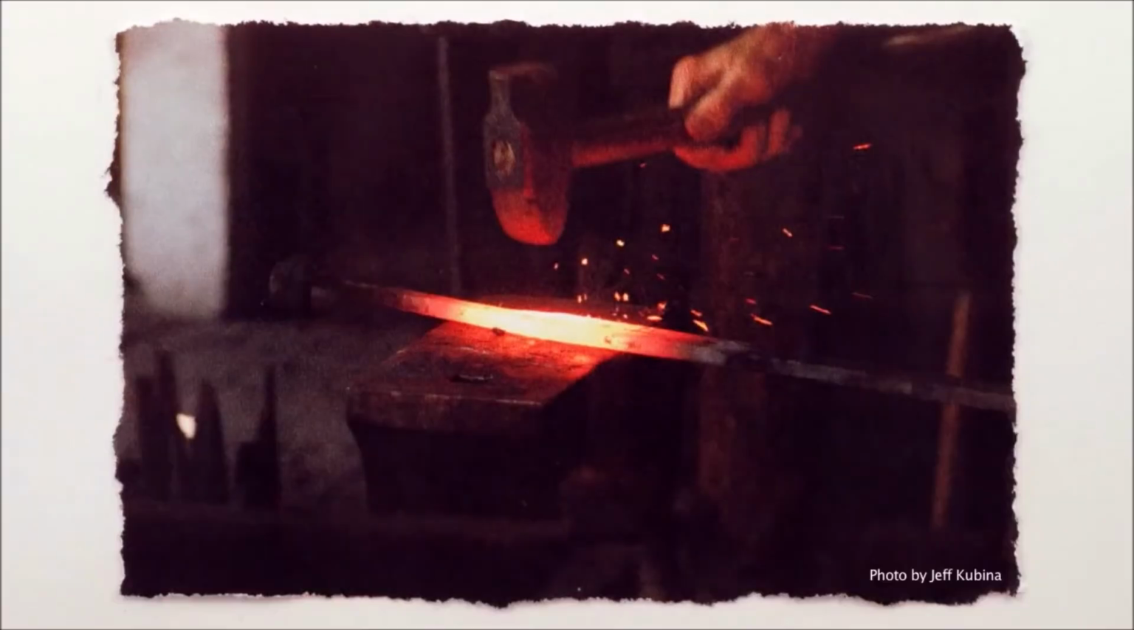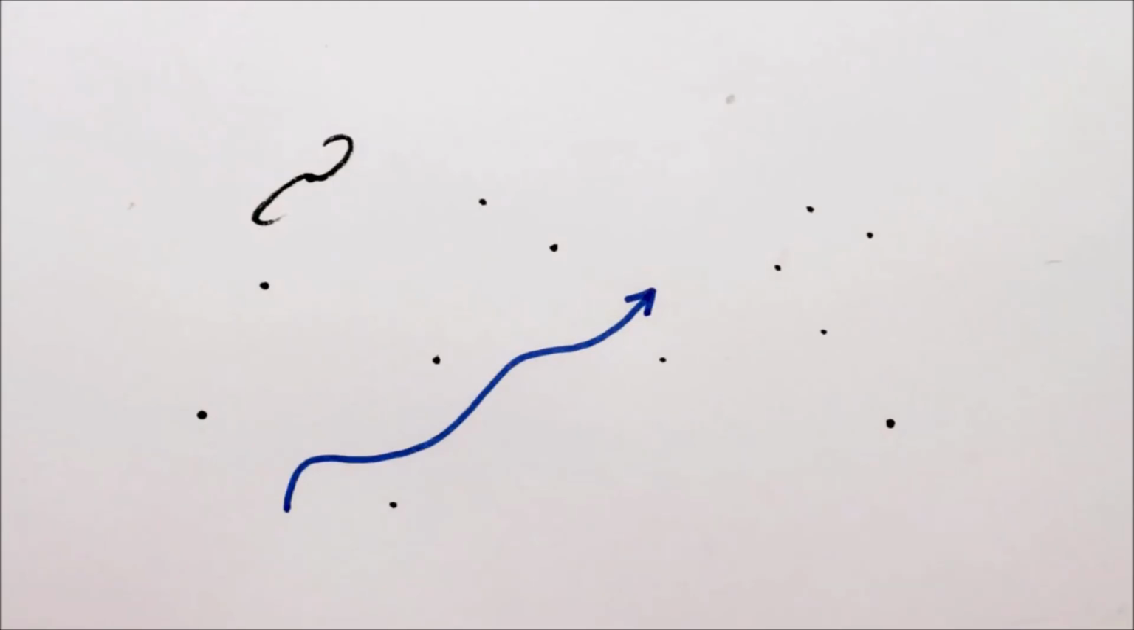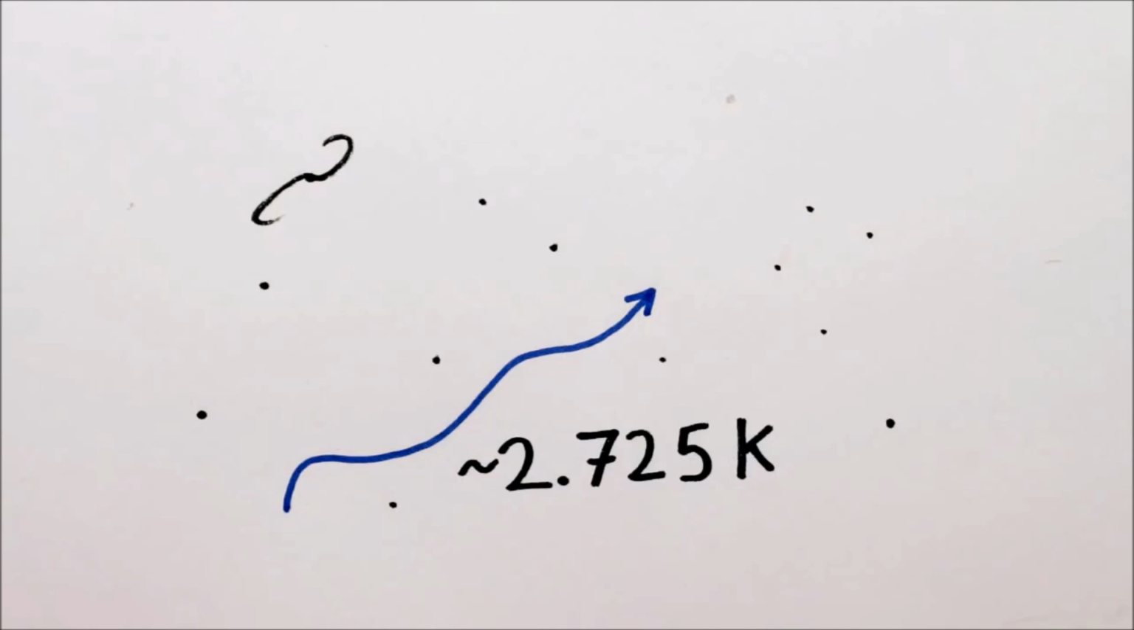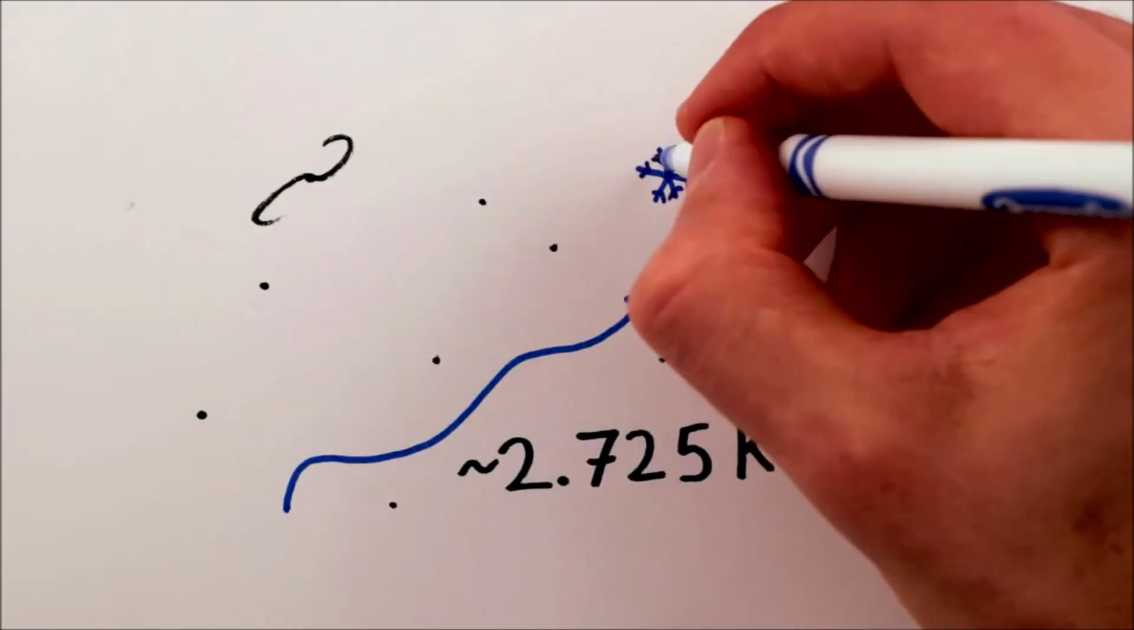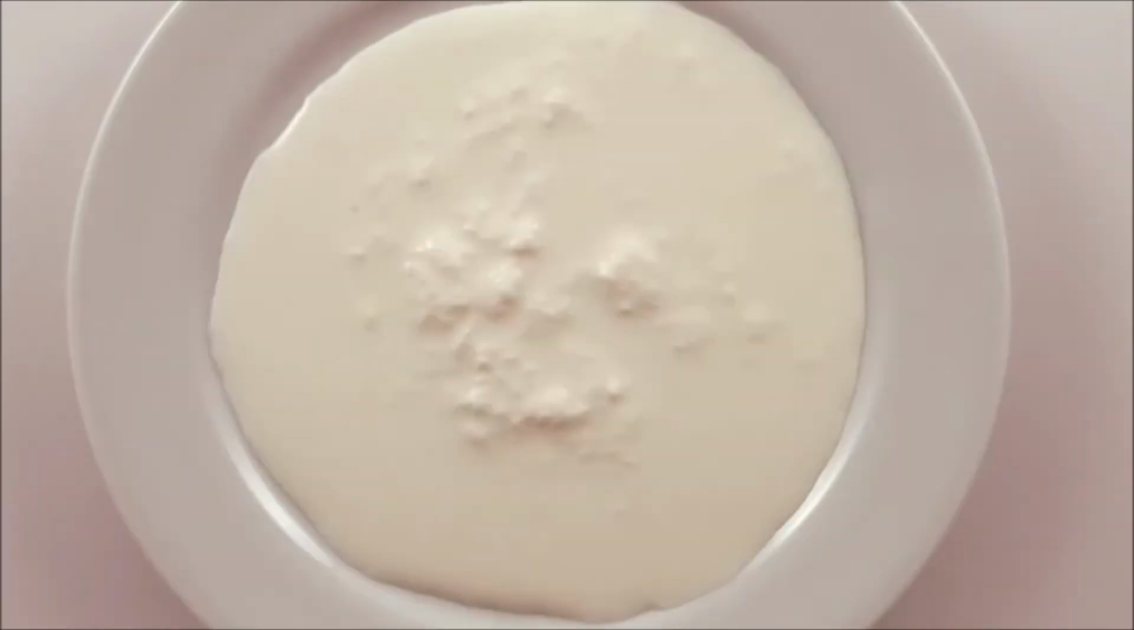And just as we can tell the temperature of a red or white-hot iron from its glow, this light tells us the temperature of empty space, currently around 2.725 Kelvin, or minus 270 degrees Celsius. However, the universe isn't exactly 2.725 Kelvin in every direction. If we look closely, there are small and seemingly random but noticeable bumps all over the place, kind of like milk that's starting to curdle.